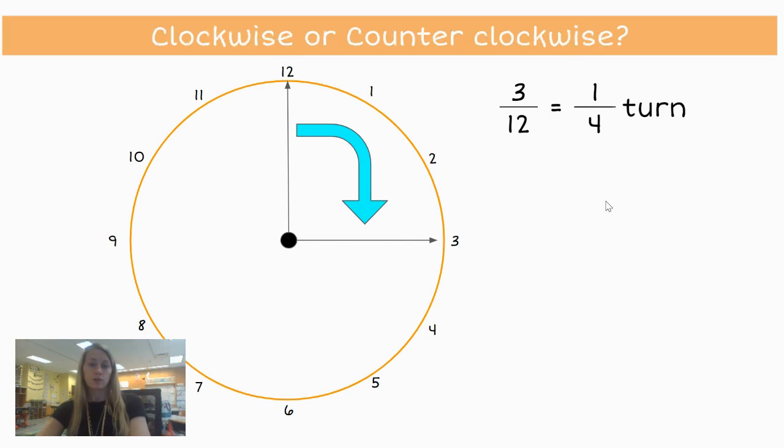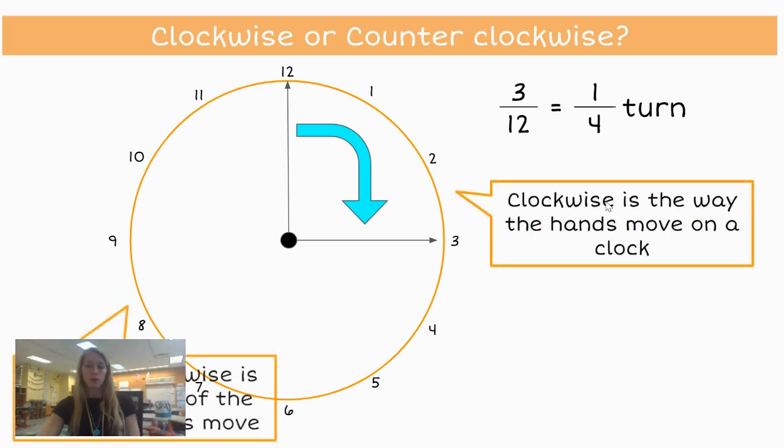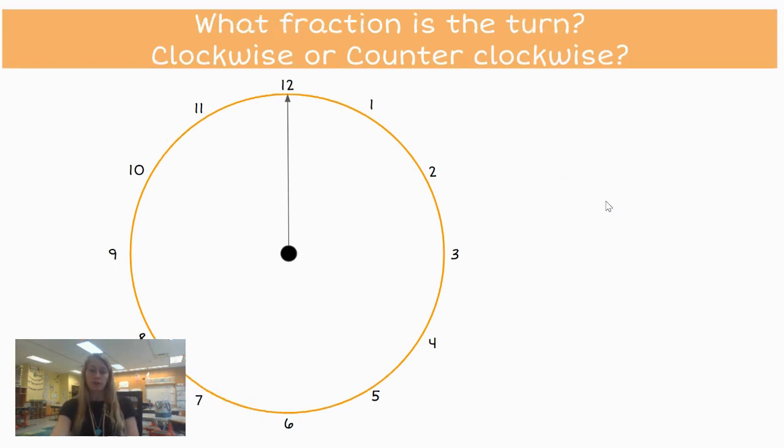Now we have to figure out, has it moved clockwise or counterclockwise? So I want you to remember when you put your hands up like this, if you drop your right arm around, that is clockwise. Now, if you use your left arm, that is counterclockwise. That is going the opposite direction. Clockwise is the way the hands move on a clock. So thinking it counts towards 1, 2, 3, and it goes up. Counterclockwise is going backwards, which means it would count down. So we would say this is 1/4 turn clockwise.